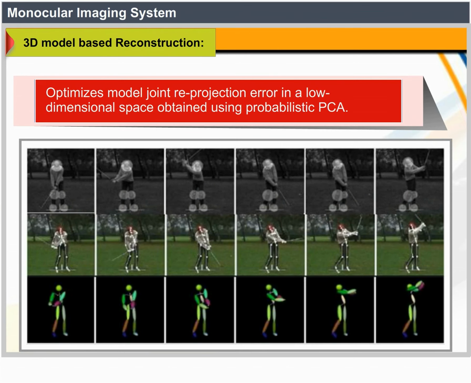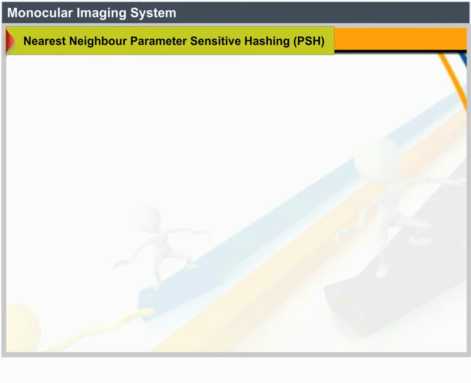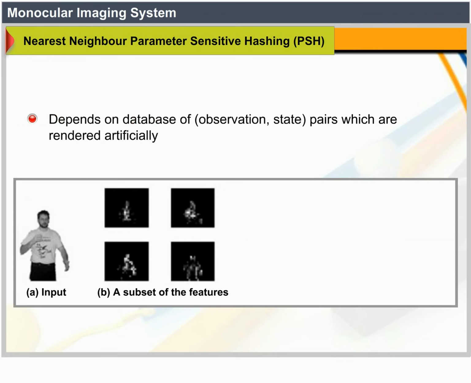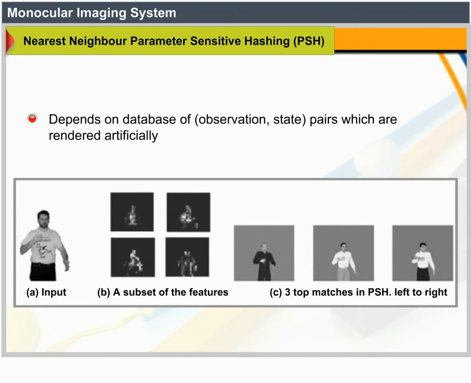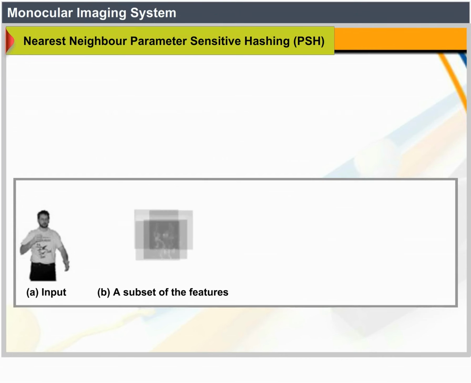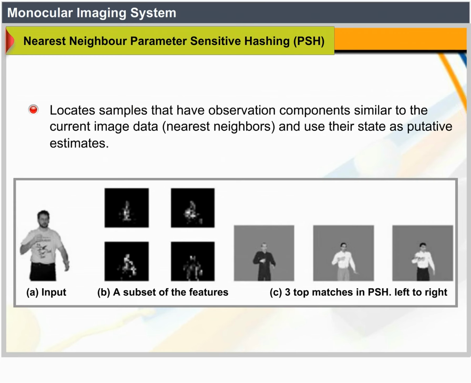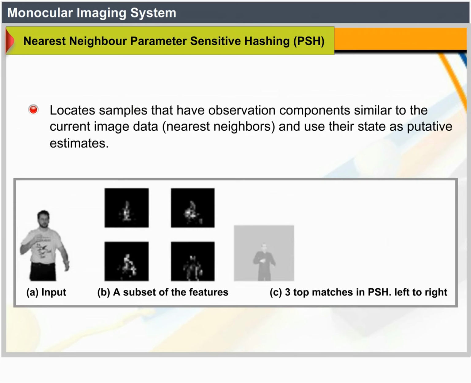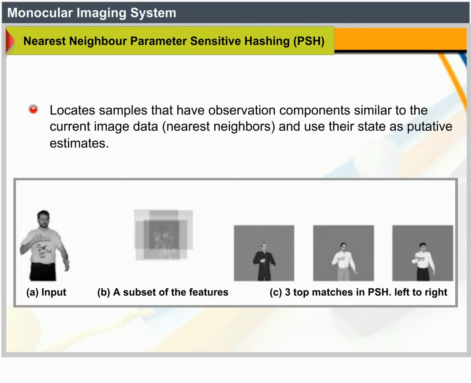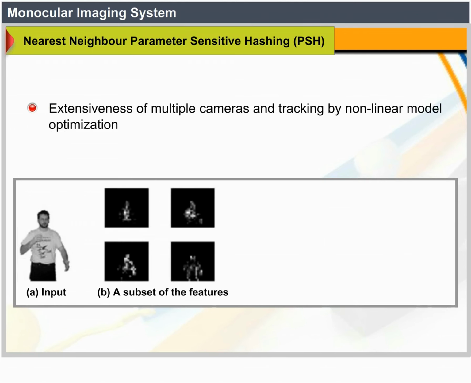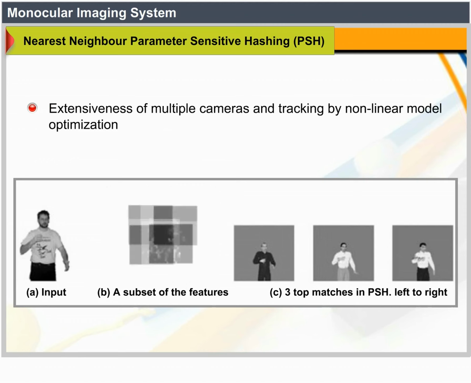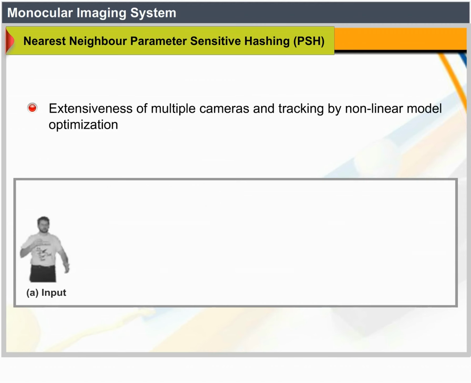Nearest neighbor parameter sensitive hashing, PSH, relies on a database of observation-state pairs rendered artificially, and locates samples that have observation components similar to the current image data. It takes the nearest neighbors and uses their states as putative estimates. Extension to multiple cameras and tracking by nonlinear model optimization. Foreground-background segmentation from stereo.